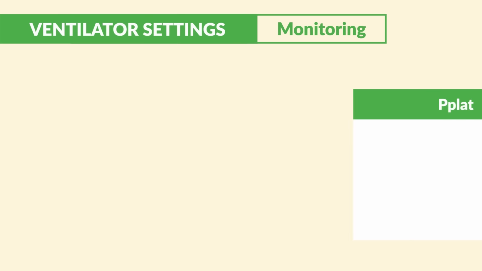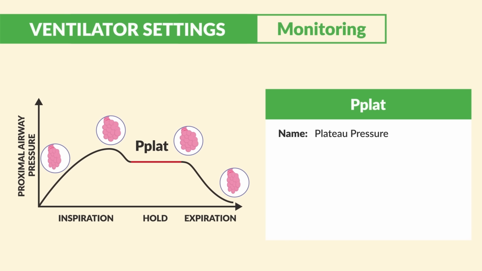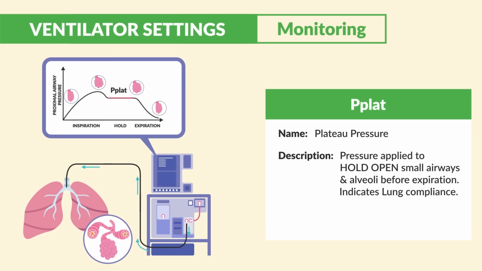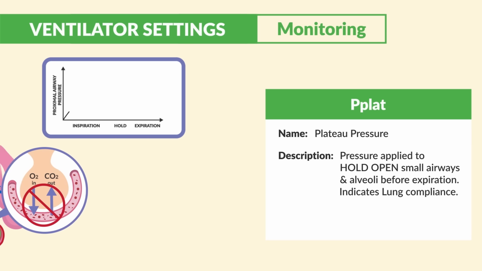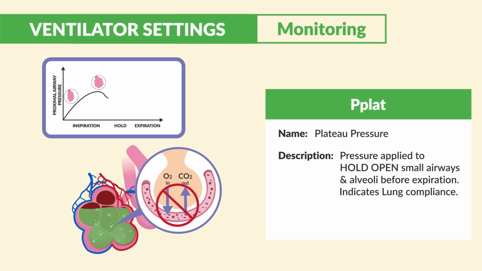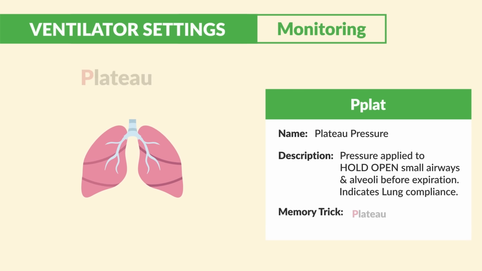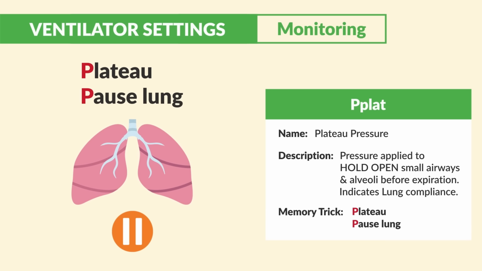And our last one here is Pplat, our plateau pressure. This is pressure applied to hold open the small airways and alveoli before expiration. It indicates lung compliance. For example, our patients in ARDS who have stiff, hard lungs, the lungs are not compliant. So plateau pressure gently reopens the alveoli by holding it open a little bit longer. So the memory trick, think plateau is a paused lung to hold open the air sacs just a little bit longer.